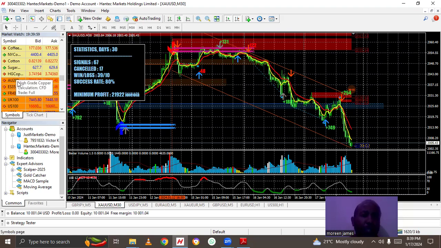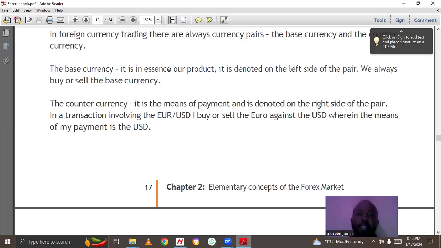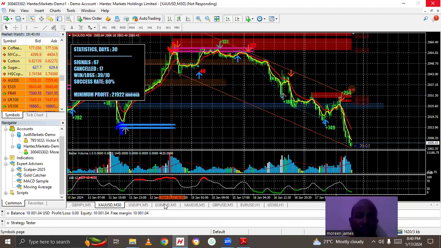And also the futures. The futures like this AUS 200 is the Australian economy. ES is the European economy. Then there is France, UK, US, and the rest. So let me go back. So the base currency is the essence of our product. It is denoted on the left side of the pair. We always buy or sell the base currency. So this is the base currency. Like let's go back to Euro USD. This is the base currency. Then the other one is the counter or the quote currency.